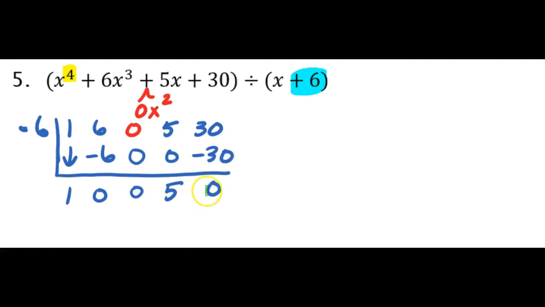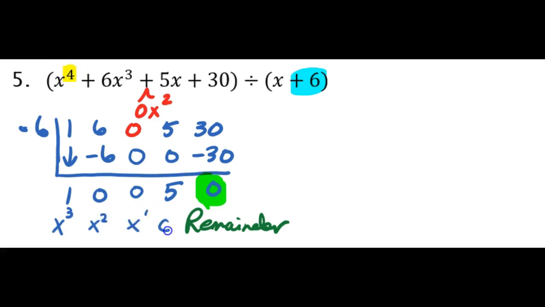So this last number here, this is my remainder. Since I have a remainder of 0, it means that I'm not going to have that fraction at the end. It goes in quite evenly. Now, my original problem started with x to the fourth. So this would be x cubed, x squared, x to the first, and a constant. Now you notice that my x squared and x to the first terms are 0. So I don't have to write those. I'm only going to write 1x cubed, and I'm not even going to write the 1, and then plus 5. And this is my final answer.